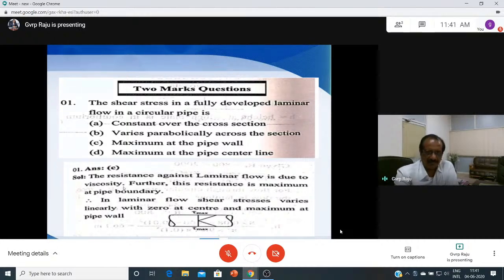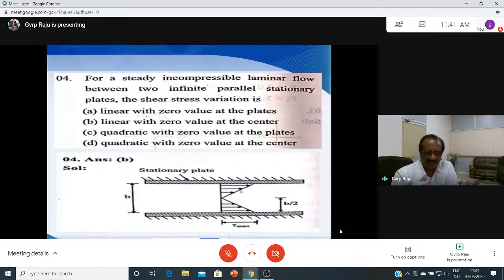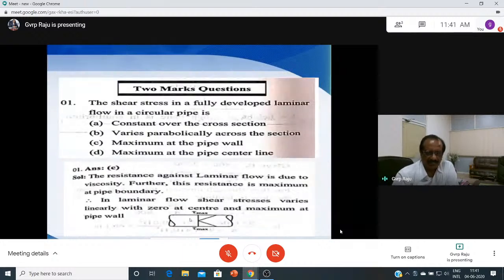In a circular pipe, and suppose if you see here, this is between stationary plates and this is rigid. Now this equation is here. If you see here, the shear stress varies linearly with zero at the center, and maximum at the pipe wall. Earlier he has given zero at the center for the other question. In the same question he has asked that this is maximum at the pipe wall. You need to mention that the shear stress is zero at the center and maximum at the pipe wall. The answer is C here. More or less a similar type of question.